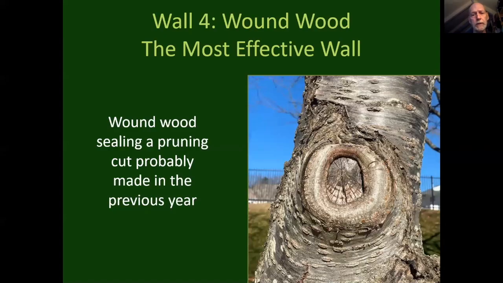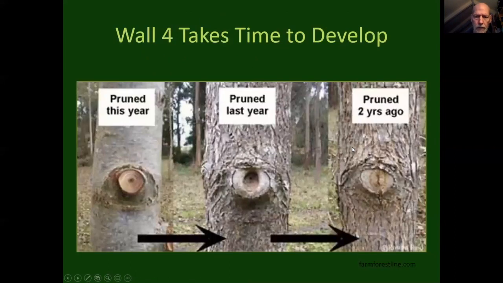But the one that's really going to seal it off takes place outside the tree. So here's our pruning cut, and you can see that there's new wood forming around the cut, trying to wrap around it and cover it over. This wood is called wound wood. So let's look at kind of a time sequence here. We've just made the pruning cut. Here we are a year later, the wound wood is being formed, and 2 years later, it's completely sealed off.